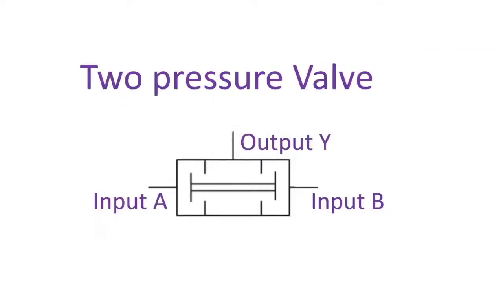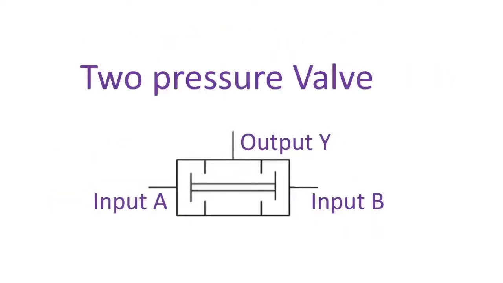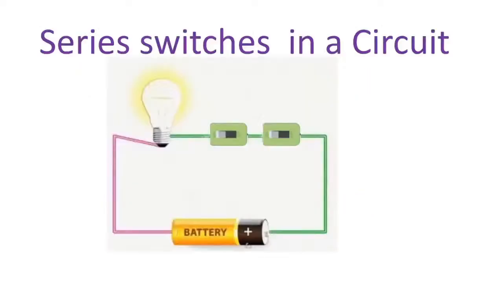The two pressure valve works on the same principle as a series circuit and an AND gate. The output of the two pressure valve is true or high if the two pressure inputs A and B are true, otherwise it's false. And in the equivalent series circuit, the bulb will only glow if the two switches are on. If one of the switches is off, the light will not glow.